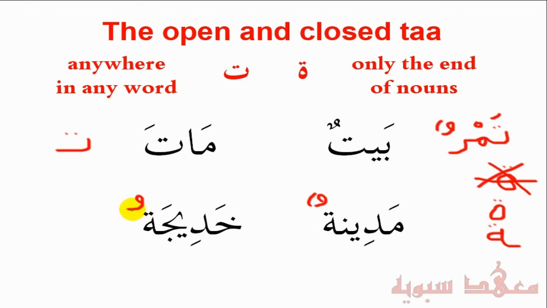Just a point there, female names don't get a tenween. They only get one dhamma or one fatha. They don't take a kasra. But we'll speak about this, inshallah, later on. You don't need to know that at this stage.